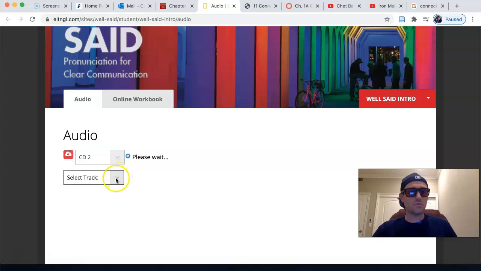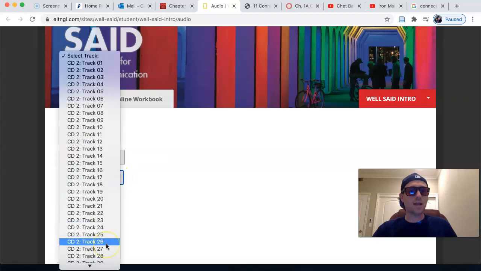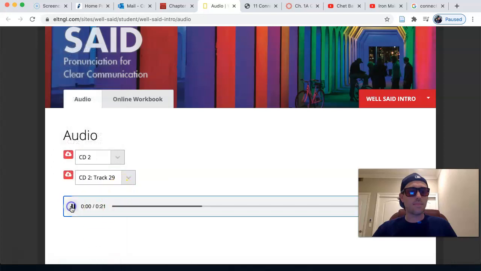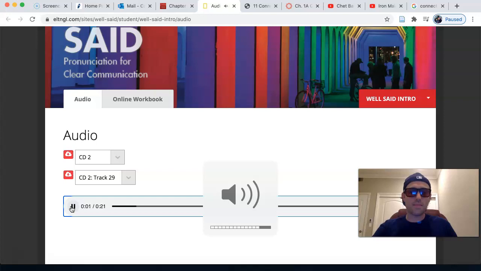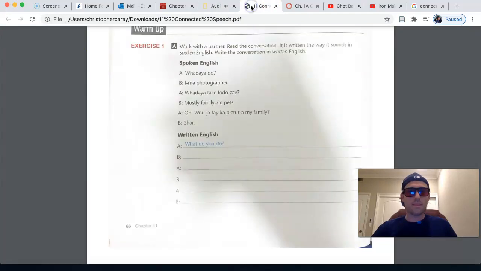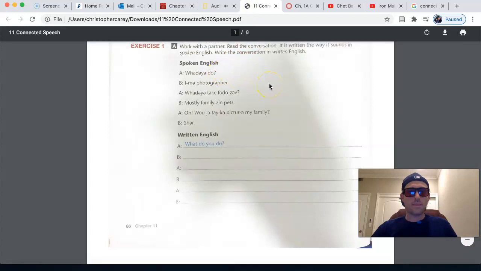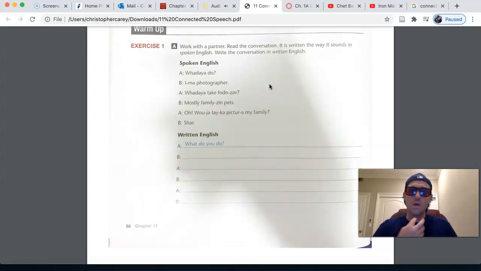CD2, track 29. Chapter 11, Exercise 1B, page 87. What do you do? I'm a photographer. What do you take photos of? Mostly families and pets. Oh, would you take a picture of my family? Sure.